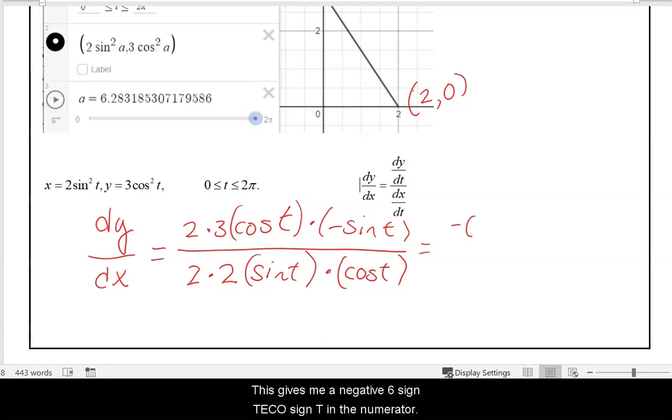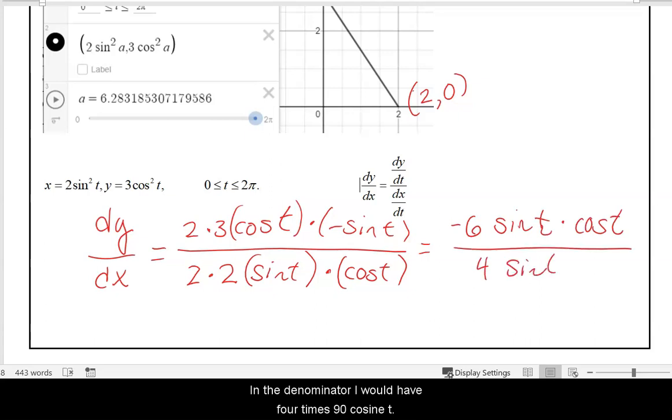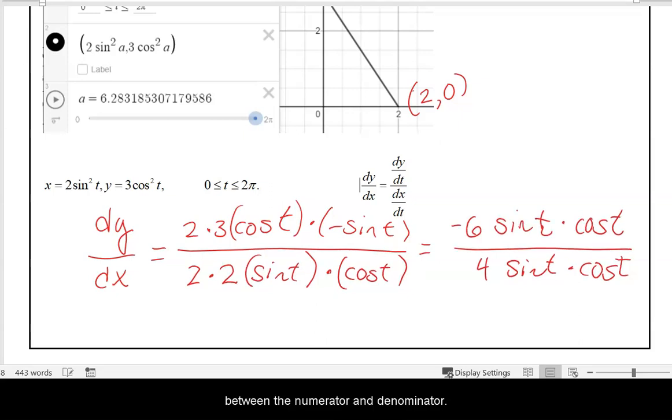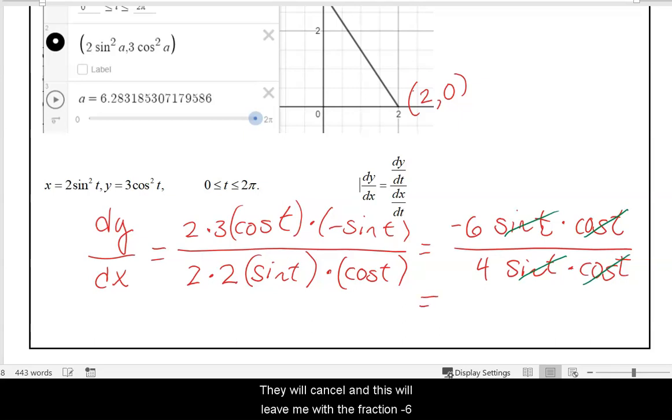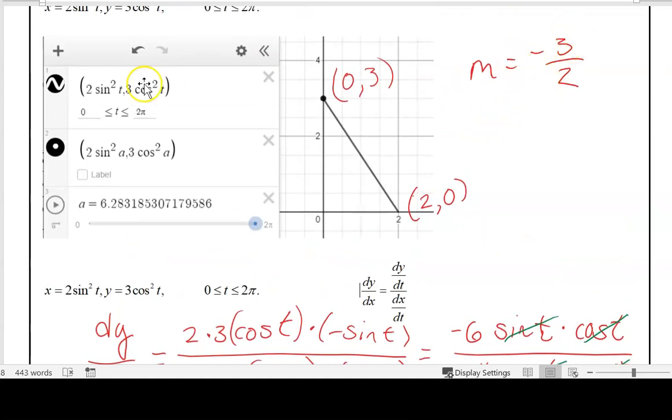This gives me a -6 sine t cosine t in the numerator. In the denominator, I would have 4 times sine t cosine t. That makes sine t and cosine t common factors between the numerator and denominator. They will cancel, and this will leave me with the fraction -6 divided by 4, which reduces to -3/2. That is exactly what we expected it to be up above. Let's take a look at the next section.